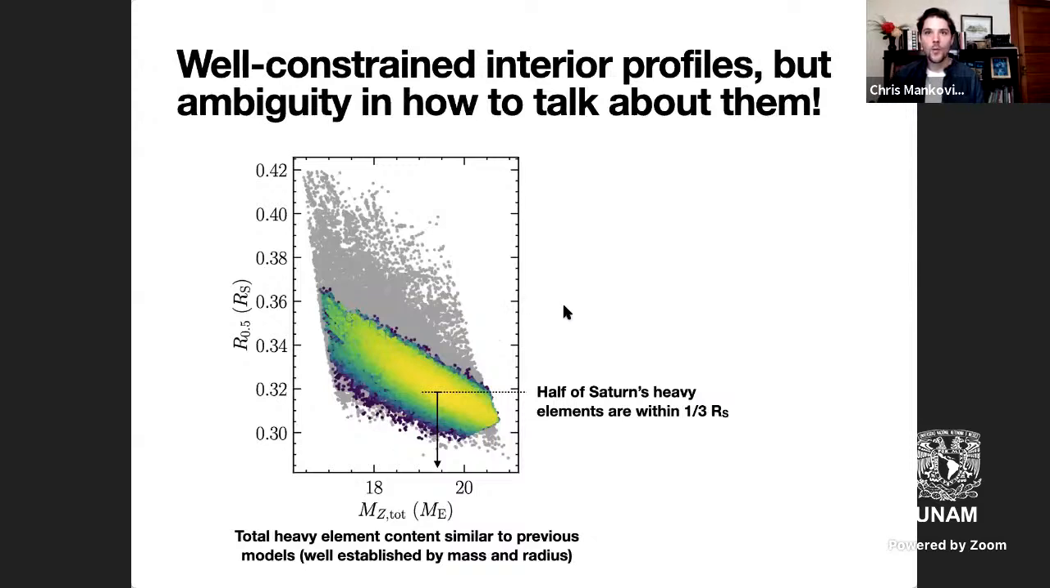Those profiles are well constrained, but this leads to a bit of an ambiguity in how to talk about them, because we're really taught that the key question about these planets is what is the mass of their core, but the core is actually an ill-defined concept now that we have a diffuse core. This diagram says that half of Saturn's heavy elements are within a third of Saturn's total radius. The total heavy element content is just similar to existing models because that's mostly dictated by the mean radius, by the total radius of the planet anyway.